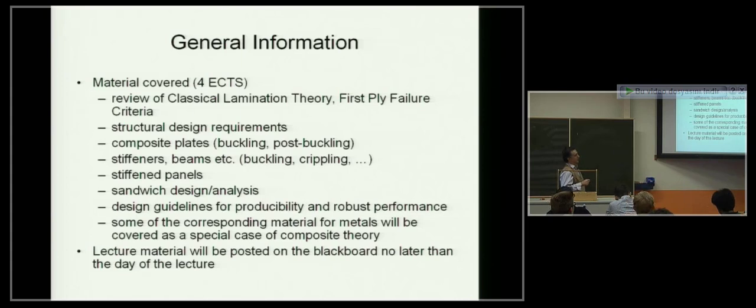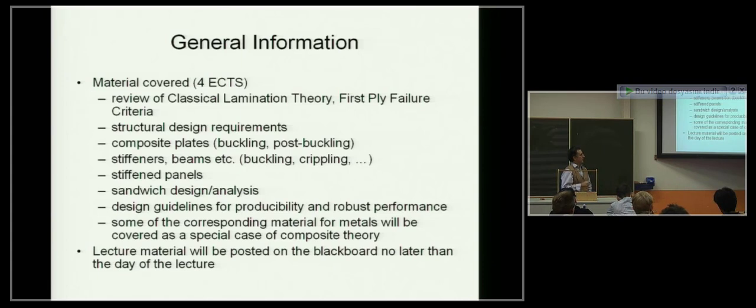You will notice these appear to be out of sequence. First we will do plates, then we will do stiffeners, but the reason for that is that we can do some of the stiffener cases, the so-called crippling failure of stiffeners, as a special case of plate buckling. So it's better to start with plates, then we do stiffeners, then we put the two together and we come up with stiffened panels, which is one of the major structural elements in a fuselage or a wing or other flying contraption.